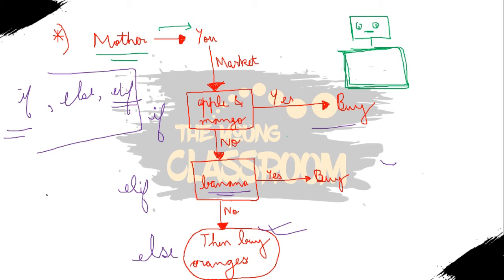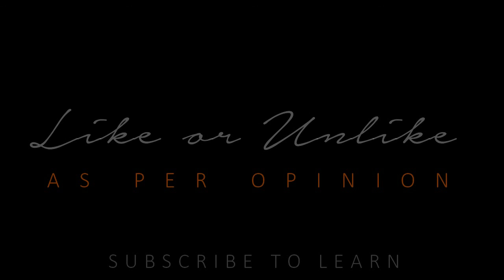I hope I am clear with this if, else and elif part. So this was all for the conditional statements if, else and elif. Just go through it. I hope you will understand this. So let's now deal with for loops.